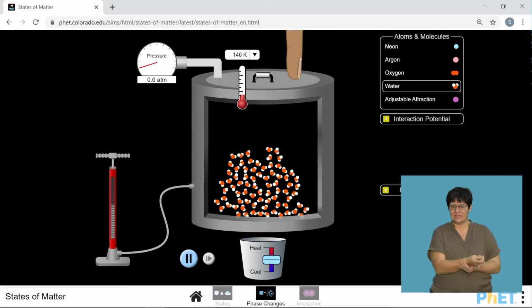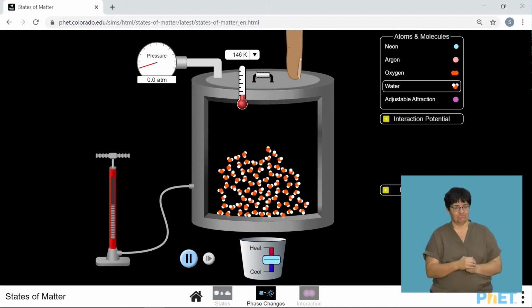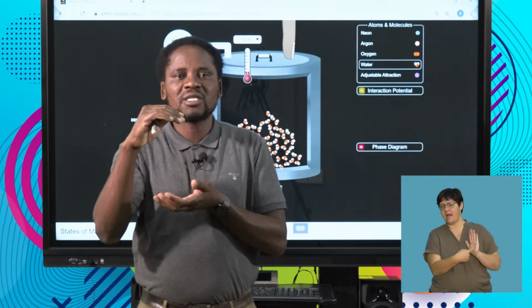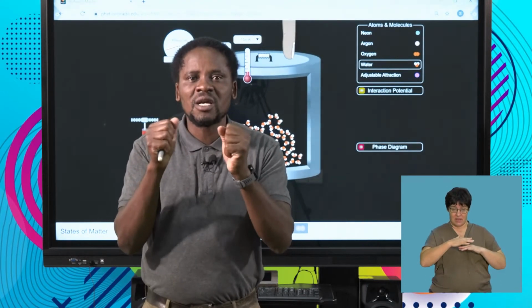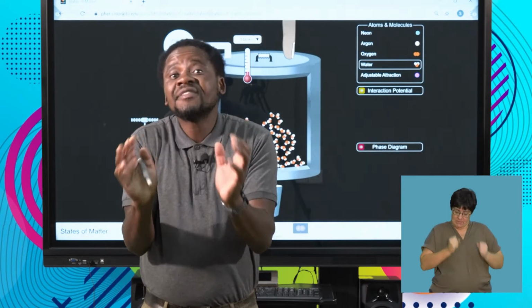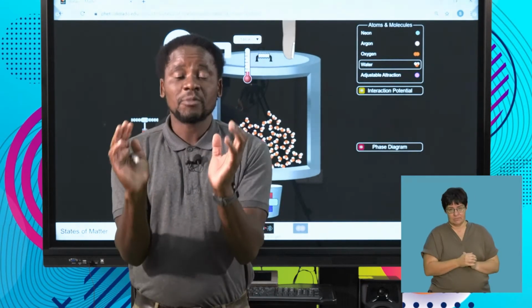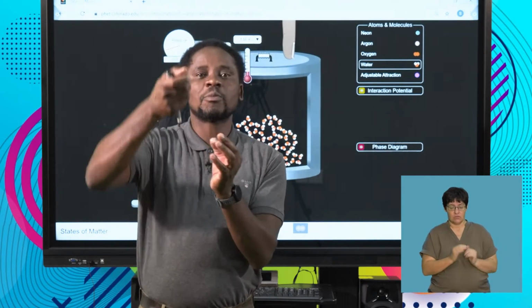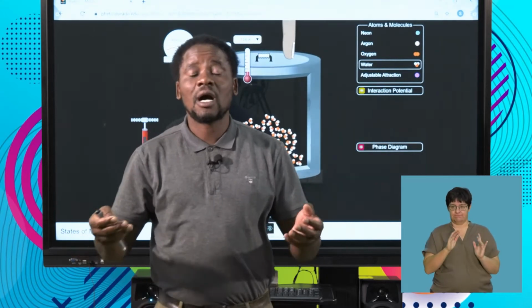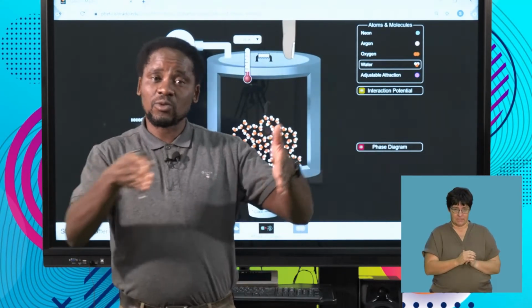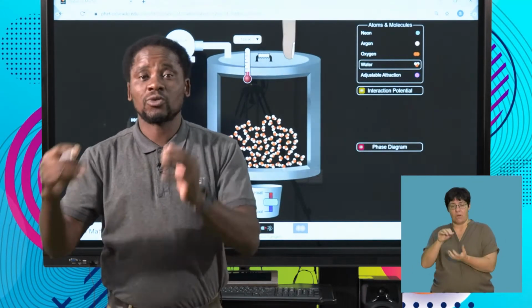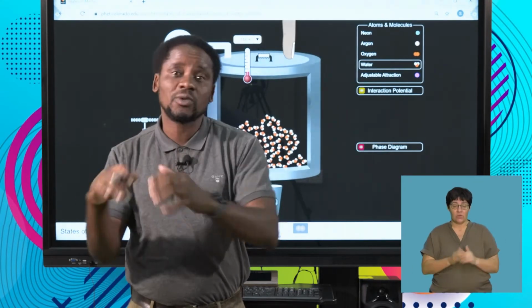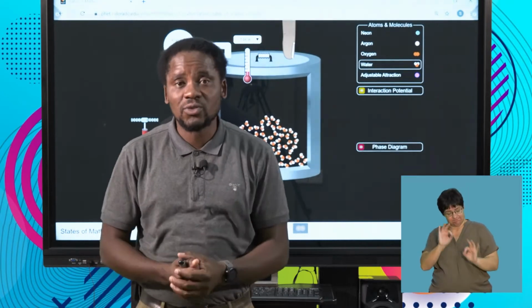Now, you would also realize that when you carefully analyze that simulation, it shows that much as the particles are vibrating or shaking, they maintain a certain definite shape or volume in terms of space. This is in the backdrop of the fact that we understand that any form of matter has mass and occupies volume or space. So there is a definiteness of shape as well as volume in as far as the solid is concerned.